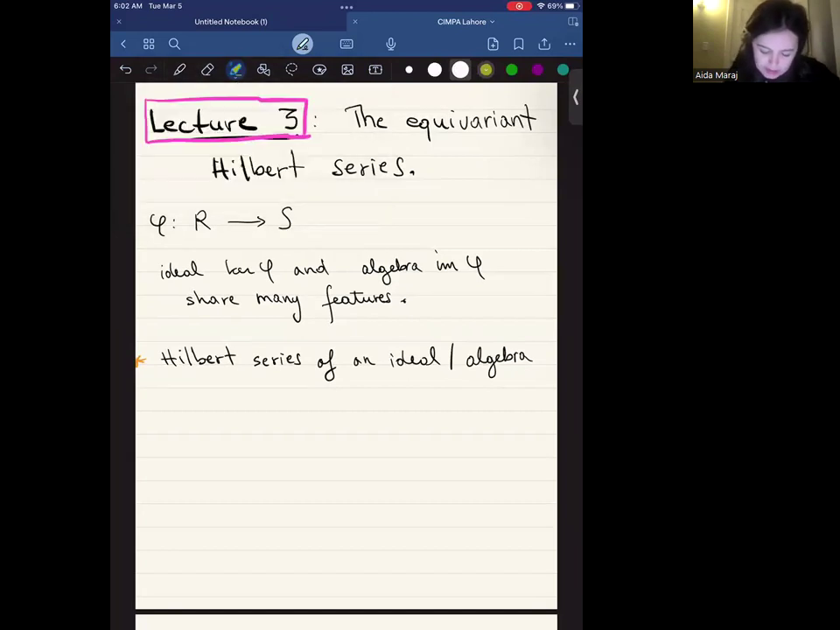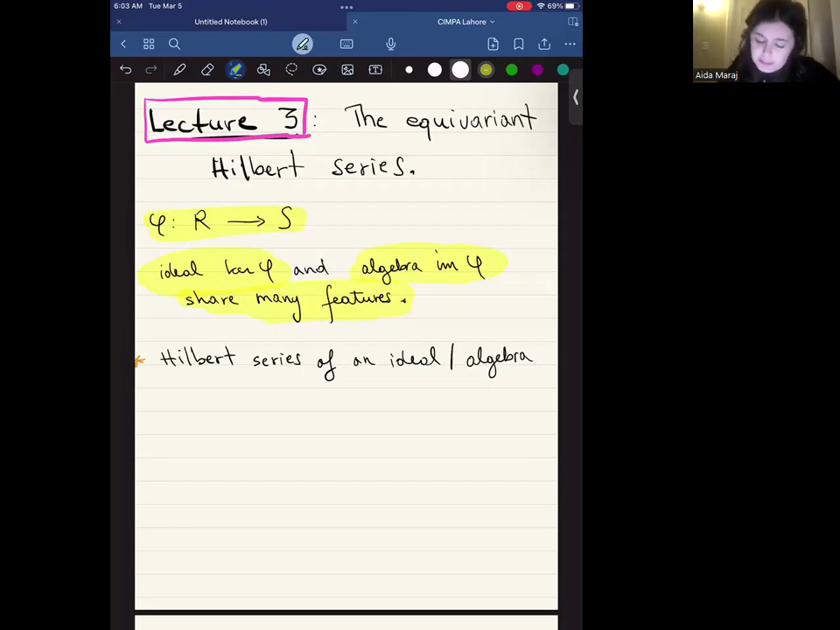Something I want to point out throughout this lecture is that in general, when we have an ideal, we express it as a kernel of some map, and the ideal, this kernel, and the image of this map considered as algebra share many features, and in particular features on the quantitative side. We will take advantage of this, and we will see what exactly this means, but also take advantage of this to study kernels via images.